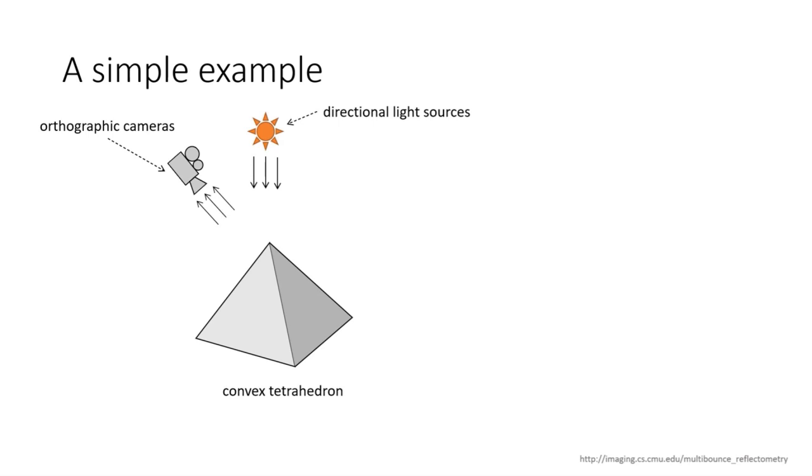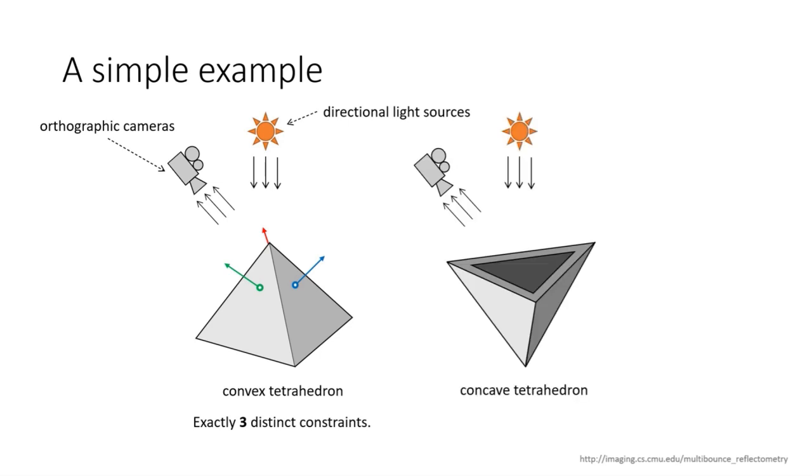Let's see some results. We begin with a simple example that demonstrates the rich information that can be obtained by using interreflections. We consider a tetrahedron, imaged with an orthographic camera and a directional light source. As the tetrahedron has only 3 visible faces, the captured image will be the result of reflection at only 3 angles, and will provide us with only 3 constraints on the BRDF. We additionally consider the concave side of the same tetrahedron. Thanks to the paths that reflect multiple times at its interior, a single image in this case will provide us with significantly more constraints on the BRDF.